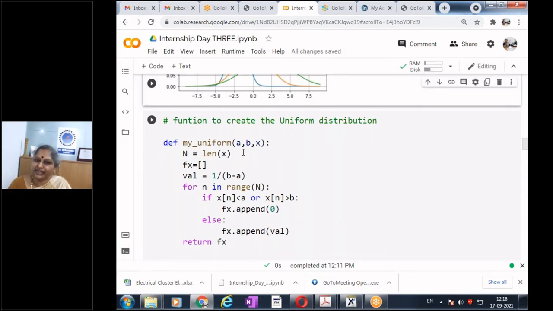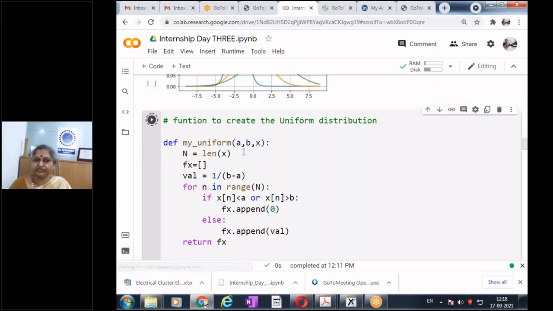What is uniform? It takes in A and B, and if x is greater than A and less than B, that is, if it lies in the range of A to B, then we give the value of 1 by B minus A, and otherwise it is going to be 0. So outside it's going to be 0. This is the function to create the uniform distribution.